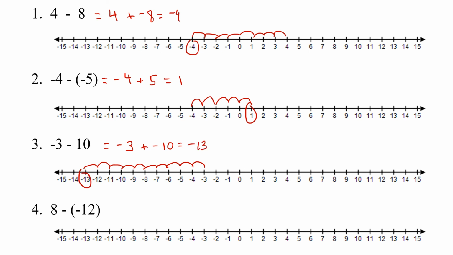And then +8 minus -12, I'm going to keep the 8. And now minus -12, I'm going to change that to an addition, and then change the 12 to a positive 12. I don't even need the number line for this because I just know that 8 plus 12, because I'm just adding positive integers, is 20.